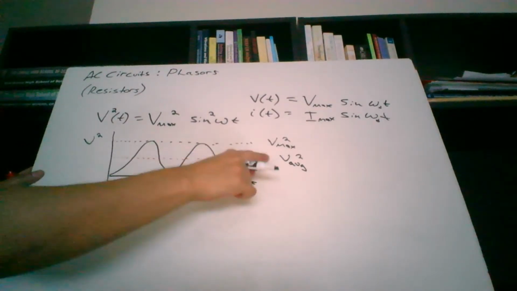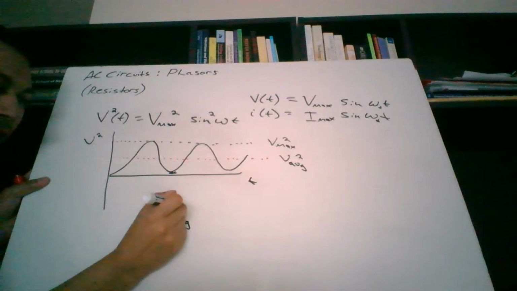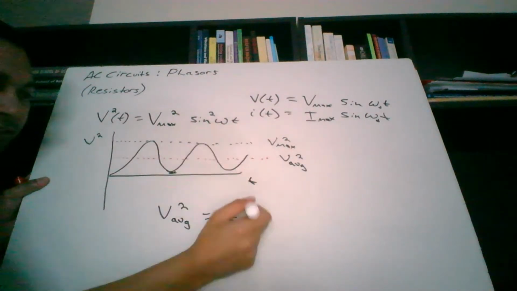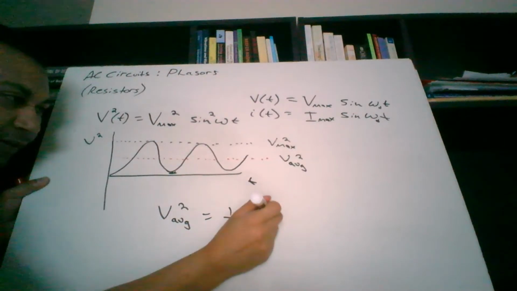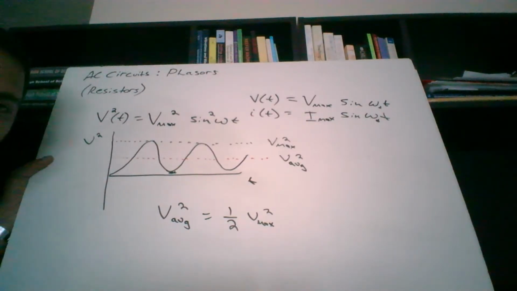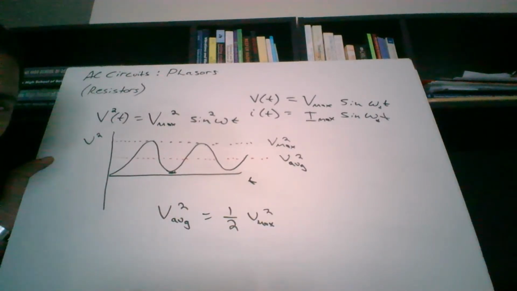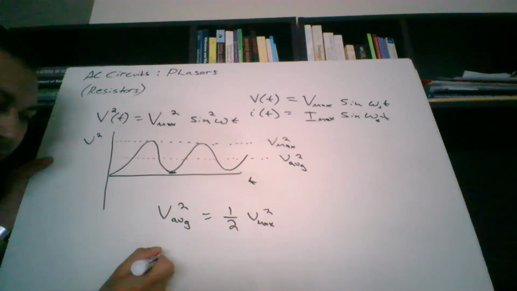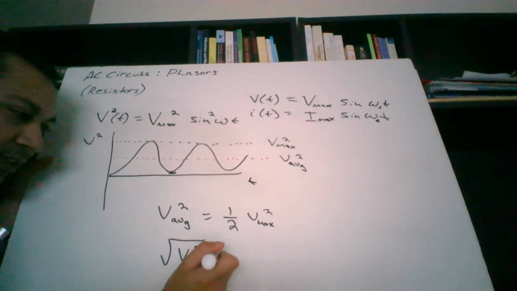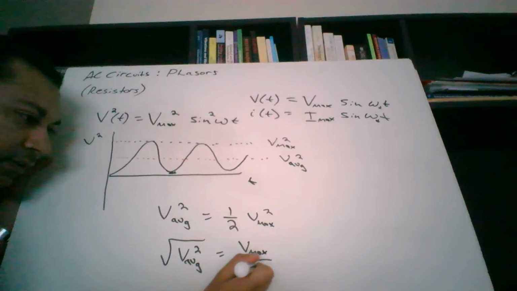Now, if you compare this to this, we can say that the average voltage squared is going to equal 1/2. It's only 50% of the maximum voltage squared. So far, so good. I hope so. And then if we want the average voltage, not the average voltage squared, then you have to square root both sides. That makes sense, I hope. So let's square root both sides, and we get the square root of V average squared is equal to V max divided by the square root of 2.